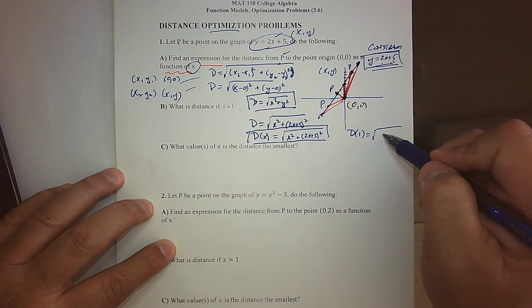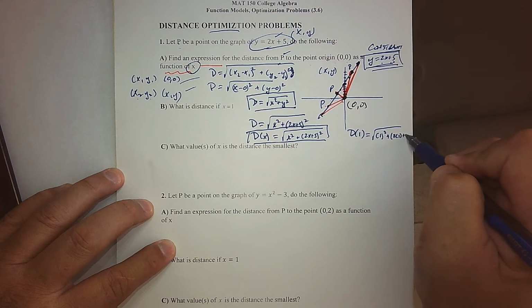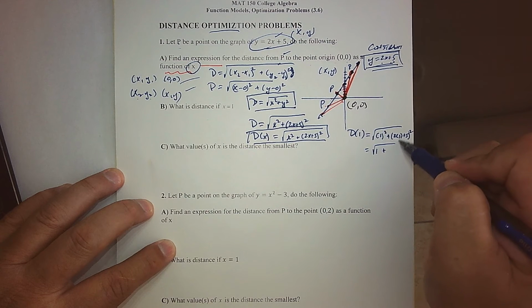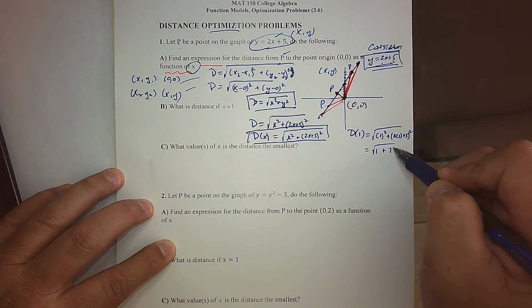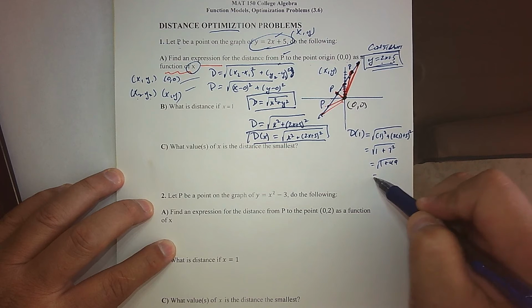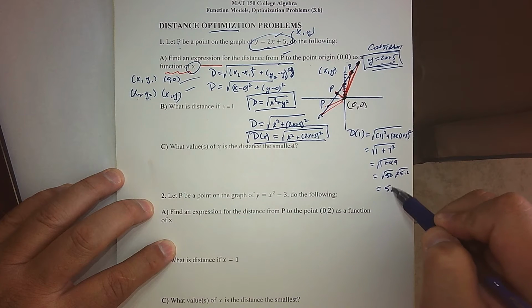So plugging that in, we get 1 squared plus (2 times 1 plus 5) squared. 2 plus 5 is 7, squared, so we get 1 plus 49, and we basically get the square root of 50. And using some previous knowledge, I think that reduces to 5 square roots of 2.